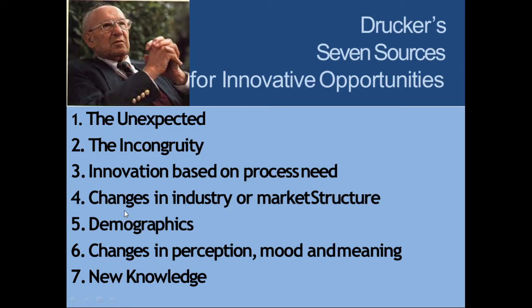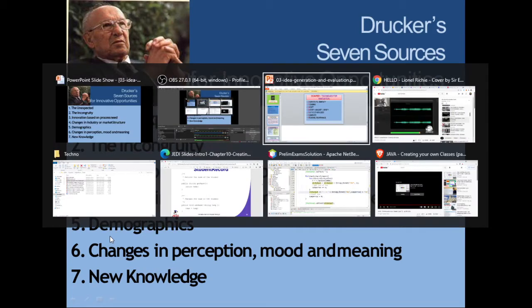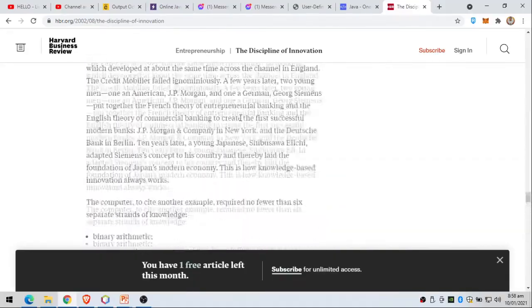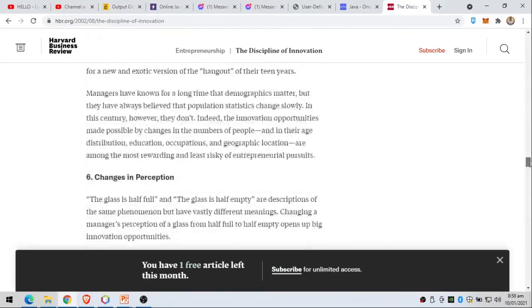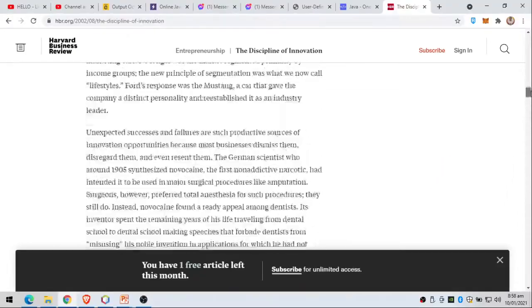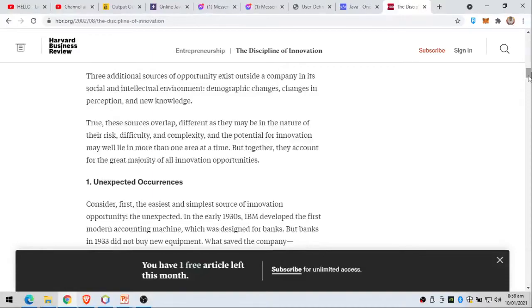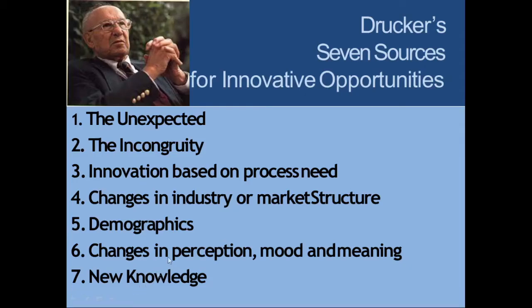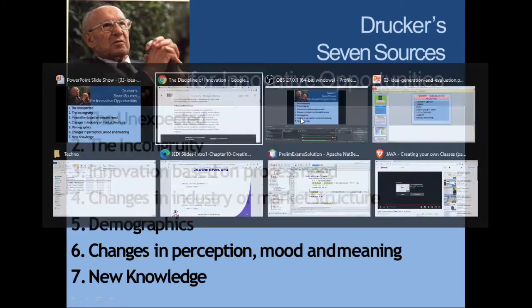So let's try to read some examples of this. So here are the sources of innovation. According to, who's the author again? Drucker.